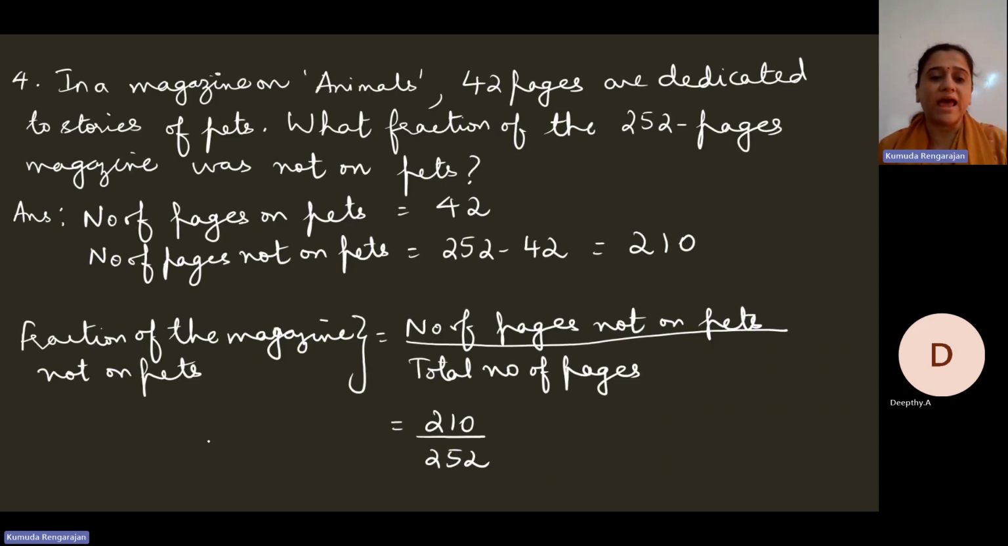Correct? So here you have to find the fraction of the magazine. Listen to me. You have to find the fraction of the magazine not on pets. So the fraction of the magazine not on pets is equal to the number of pages not on pets divided by the total number of pages. Got it? Now simplify.